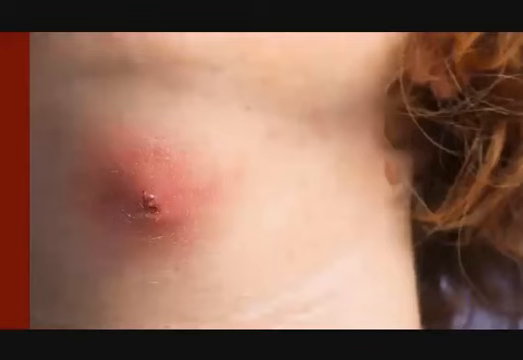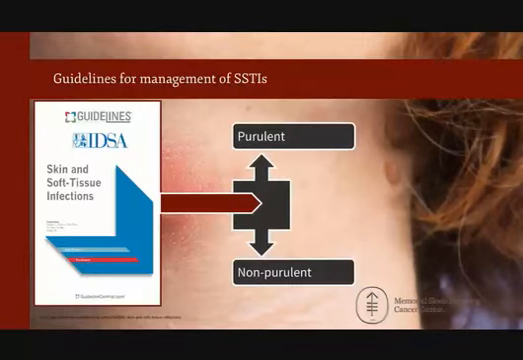Acute bacterial skin and soft tissue infections, abbreviated SSTIs, are commonly encountered in the outpatient setting. Understanding the nuances of these infections will ensure appropriate therapy and antimicrobial management. Guidelines for the management of SSTIs were updated in 2014 to simplify the management algorithm for SSTI and also to account for increased prevalence of methicillin-resistant Staphylococcus aureus, abbreviated MRSA, as a causative agent of community-onset infections.